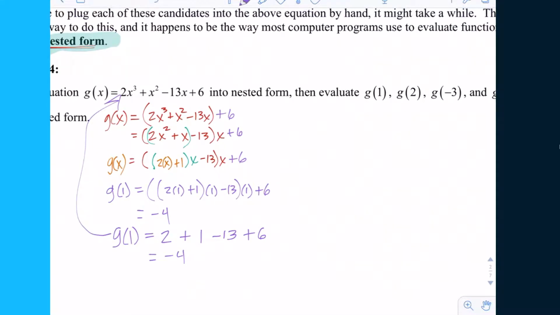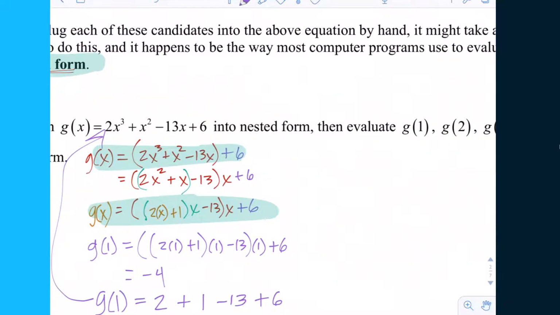Now, is there a faster way to do nested form? Granted, it was a little bit of work to go from this first line here to this line here so that we were able to use nested form, right? Is there a faster way? And the answer is heck yeah, there is. And someone distilled the process. Here's a quicker way to do it. Notice all we're doing is we're multiplying by 2, and then we're adding 1, and then we're multiplying by 1, adding 1, multiplying by 1, adding 13, multiplying by 1, adding 6.